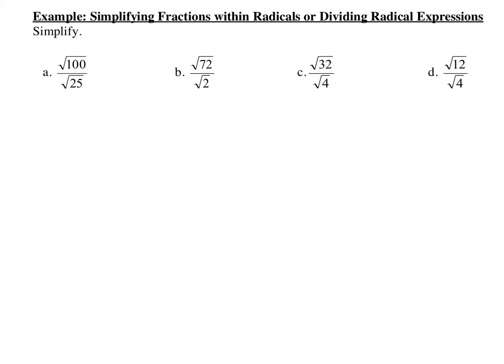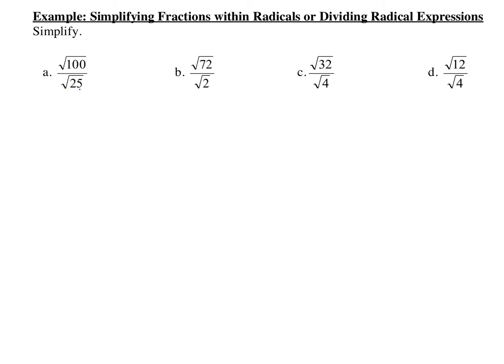Hey guys, today we're going to be working on dividing radical expressions and rationalizing the denominator. So first we're going to start with dividing. For letter A, there's two ways that you can do this one. The first way is just to divide radical or root 100 divided by root 25.